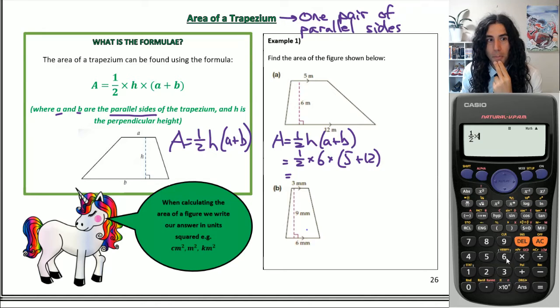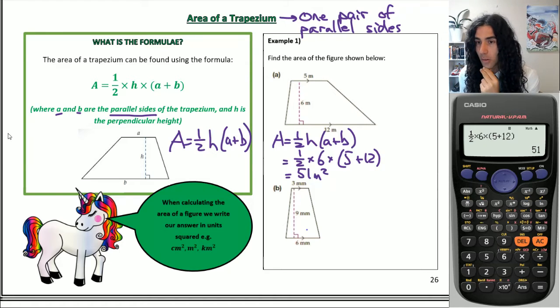Half times the 6 times bracket 5 plus 12. 51 units, both in meters, so it's meters squared. Very important. The first thing I should be checking every single time is, are the units the same? So like for B, millimeters, millimeters, millimeters. Yep, all in millimeters. So there we go.